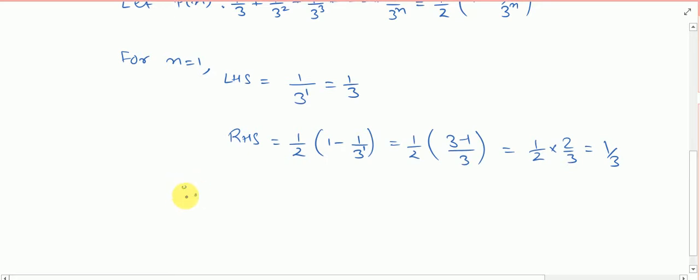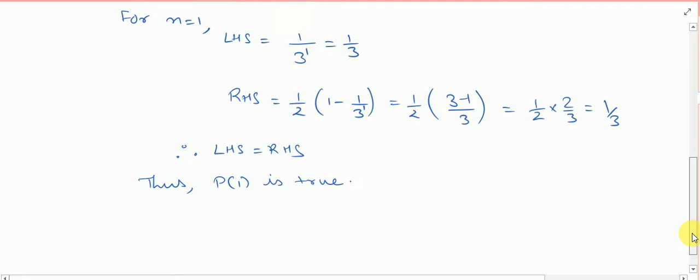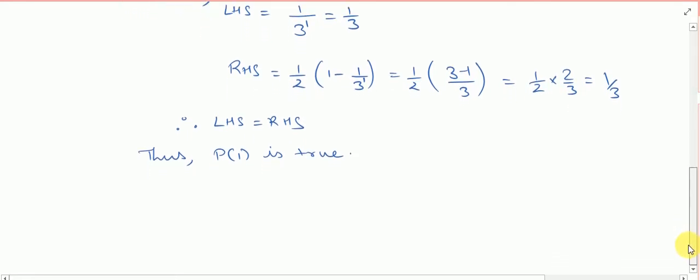So therefore LHS is equal to RHS, thus P1 is true. Now we will assume that Pk is true, and using that we will show that Pk plus 1 is true. Now let Pk be true.